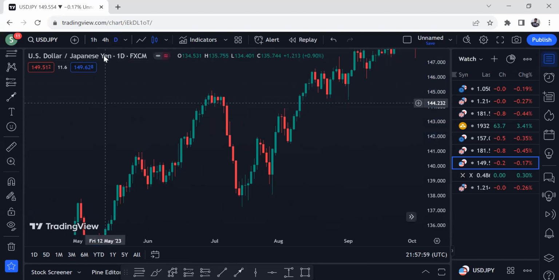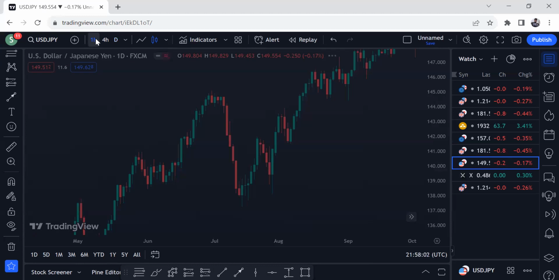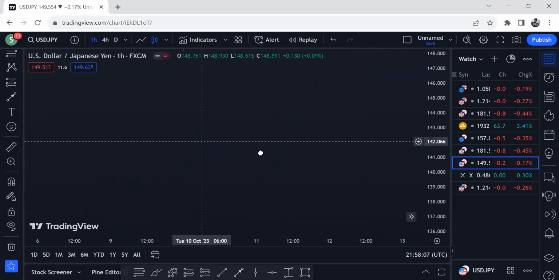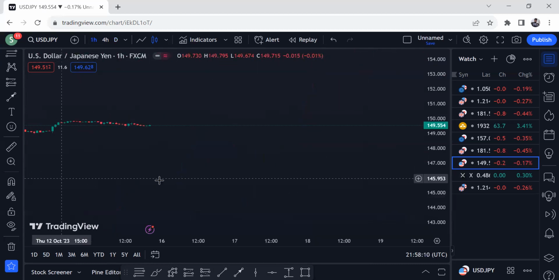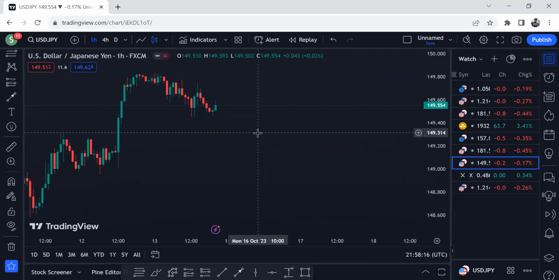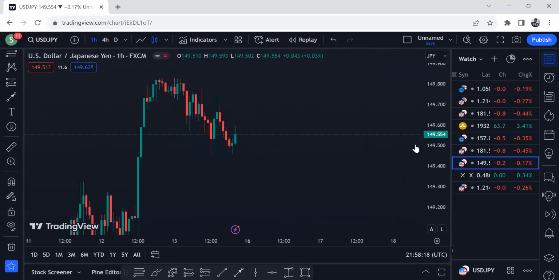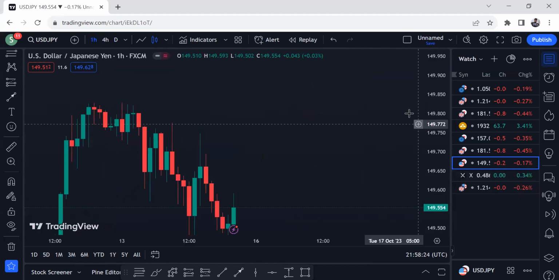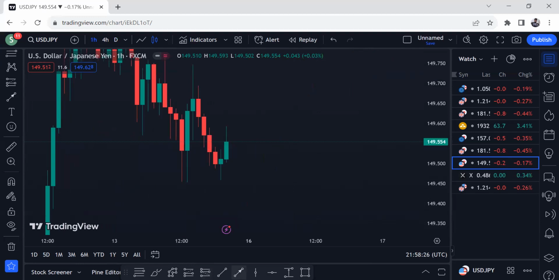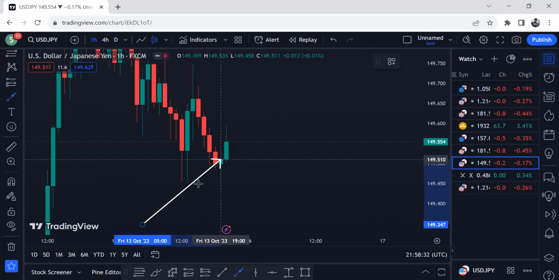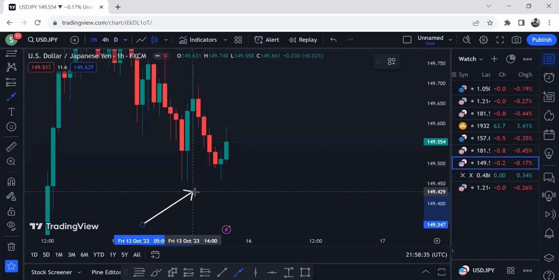Now let's shift the time frame to 1 hour. When we shift to 1 hour, every single candle represents 1 hour. So if you see 5 candles, that's 5 hours. Let me point from here: 1, 2, 3, 4, 5, 6. So it represents 6 hours. Every candle represents 1 hour. That is how to look at it.